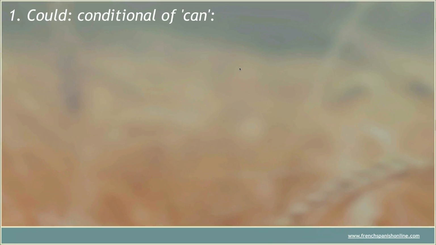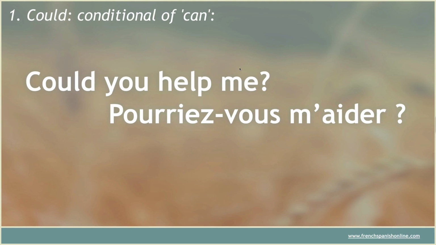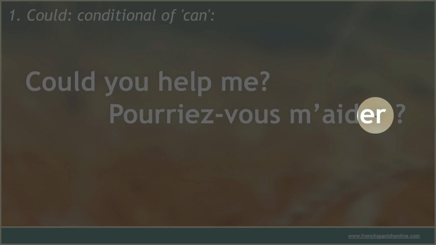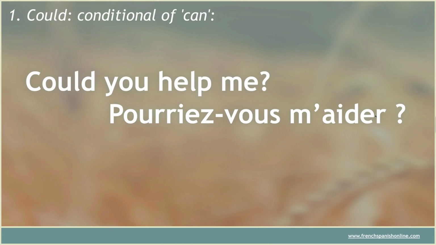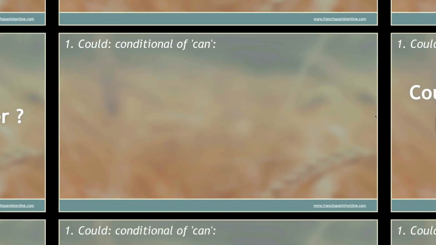So let's see some examples now, how to use it. Could you help me? So in French, pourriez-vous m'aider? Of course, if there is just one person you don't know, to show respect, formal, pourriez-vous m'aider? And here, as you can see, it is the infinitive form of the verb to help. If you know the person, pourrais-tu m'aider? Pourriez-vous m'aider? Pourrais-tu m'aider?